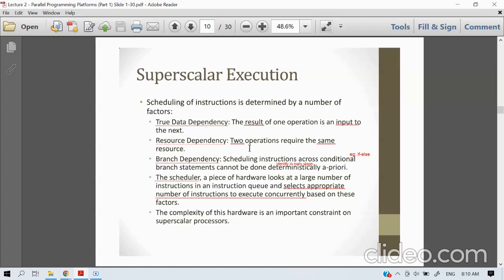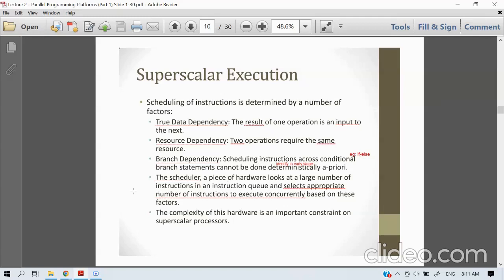So factor number 3 is called branch dependency. Branch dependency is when scheduling instructions across conditional branch statements cannot be done deterministically a priori. It means if the instruction consists of an if-else branch, sometimes we cannot predict, define, or schedule the instruction at an early stage. When the instruction is being executed, then we know there is a conditional branch that needs to be used.